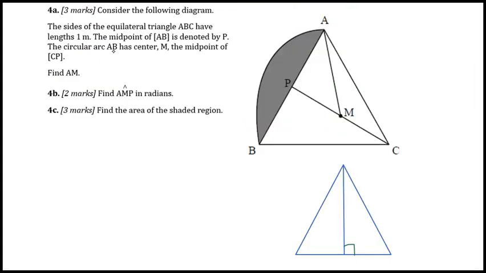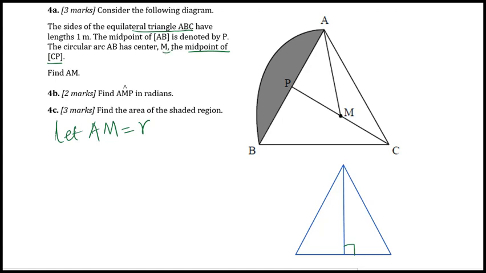Let's go to 4a. Consider the following diagram. The sides of the equilateral triangle ABC have length 1 meter. The midpoint of AB is denoted by P. The circular arc AB has center M. M is the midpoint of CP. Find the AM. First of all, we will define the variable. Let AM equals R.